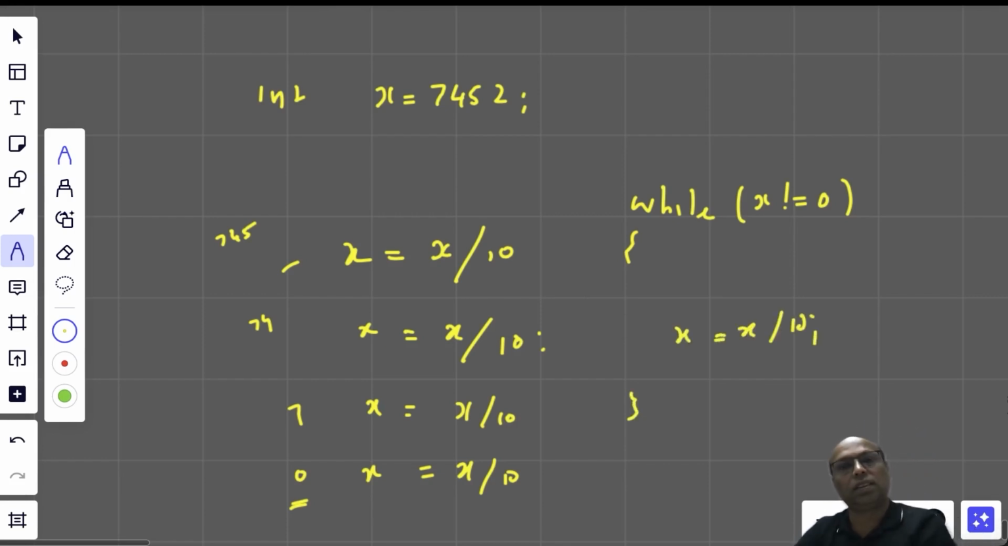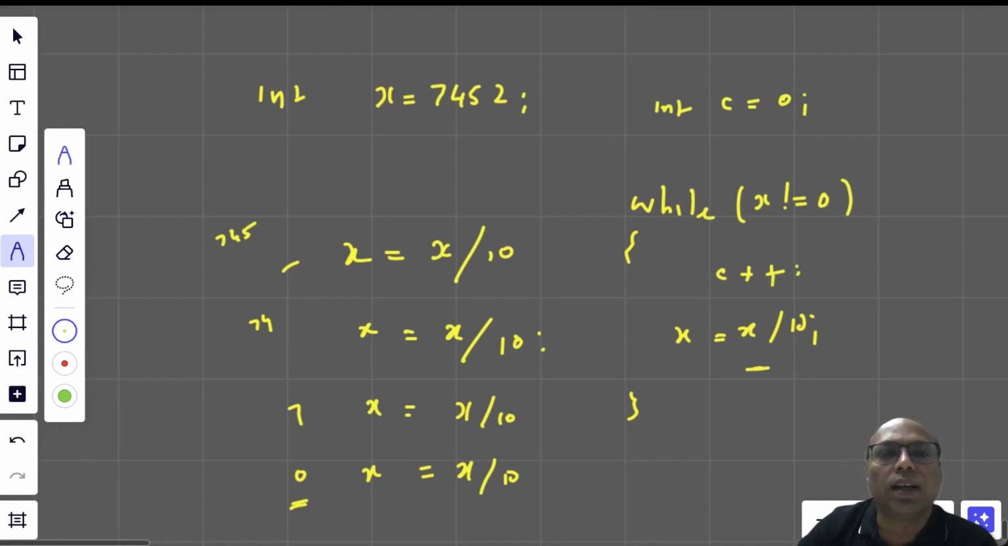Correct? But my aim was to find how many digits there are, right? Every time you divide this by 10, you are losing one digit. Therefore, what do you do? You put a counter, C++. How does it work?